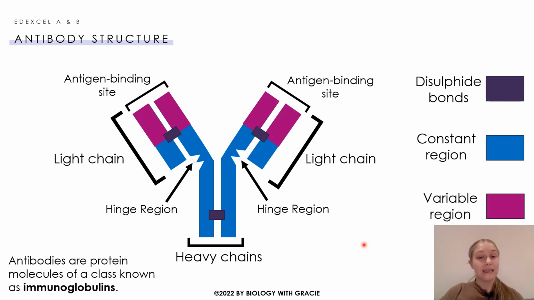So you may be presented with this structure in an exam, or you may be asked to draw it yourself. So it's really important that you remember this structure of an antibody and what each of the parts are important for, such as the hinge regions for flexibility, the 2 light chains, 2 heavy chains, and the specificity of antigen binding sites.